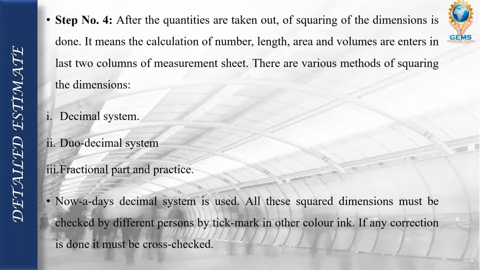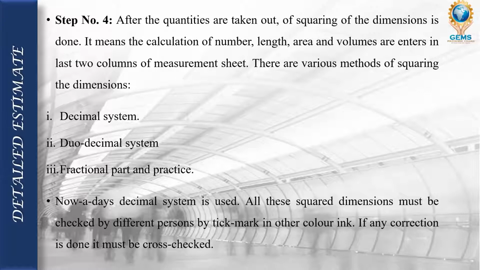Here we have three types of doing squaring. First is the decimal system, second is the duodecimal system, third is the fractional part. Decimal system means natural numbers 0 to 9. Duodecimal means, for example, 100 we take as 1 gross, and 1000 we take as 1 great gross, and we do the calculation like that. Fractional part means non-negative real numbers, like 5 by 6. But nowadays we are using the decimal system only.